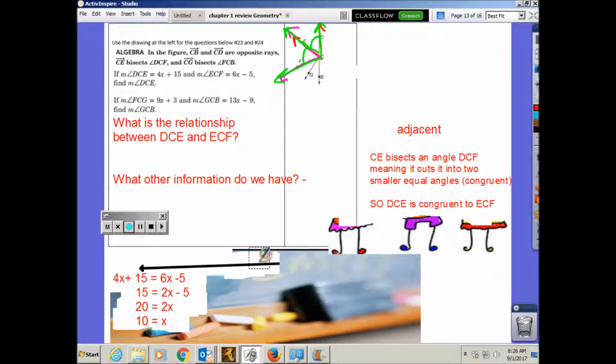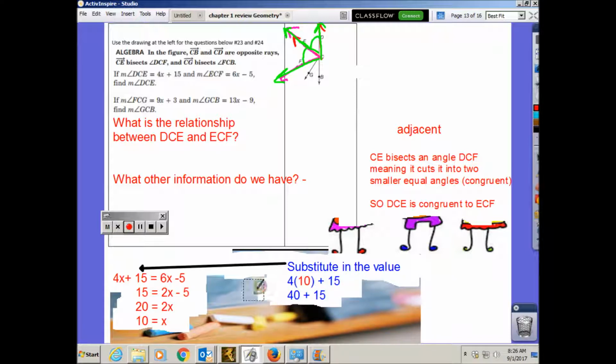They wanted me to find DCE. So I'm going to substitute in the value. So I'm going to take 10, because that's what x is, and I'm going to substitute it in for x, sorry. 4 times 10 plus 15. So that's 40 plus 15 equals 55.